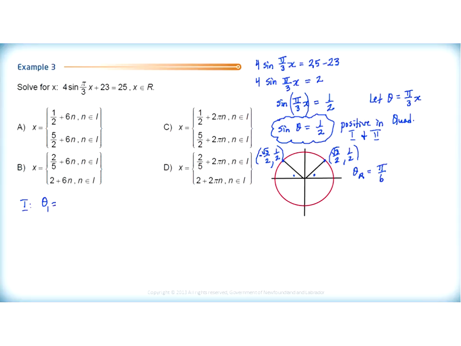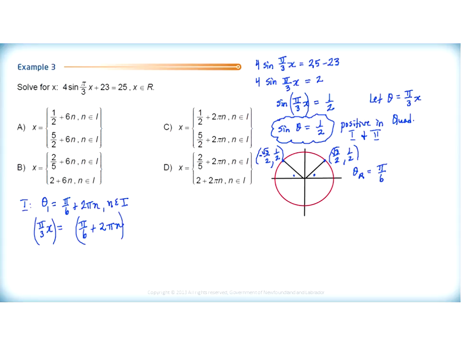So now, in quadrant 1, the first angle theta will equal pi over 6 radians. We add multiples of 2 pi to get back there again, 2 pi n, where n belongs to the set of integers. We have to replace theta with pi over 3x is equal to pi over 6 plus 2 pi n.